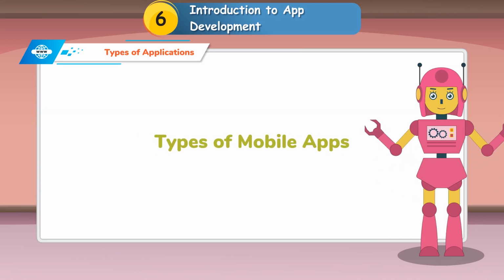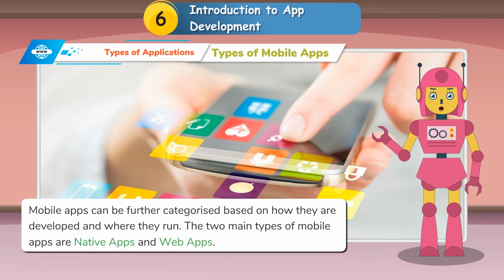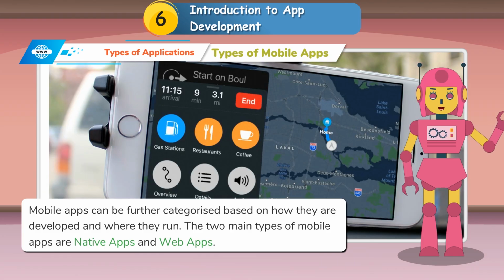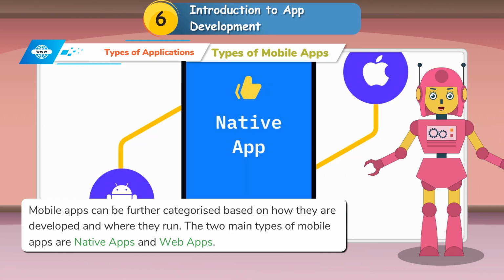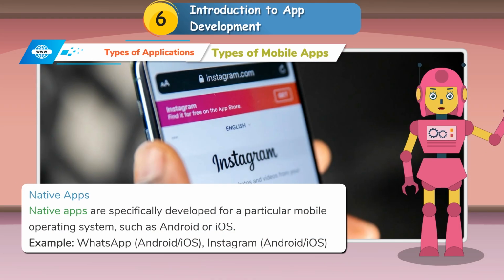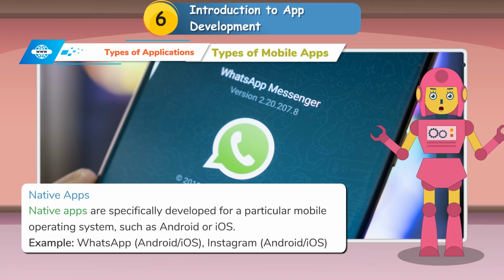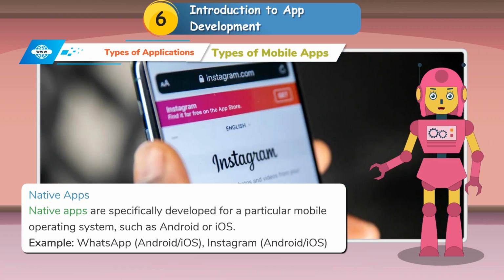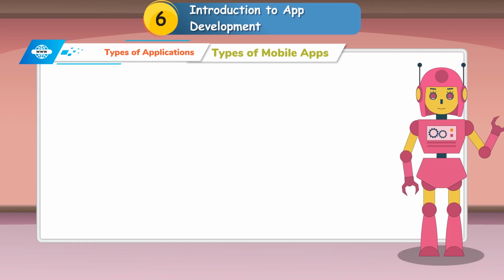Types of mobile apps. Mobile apps can be further categorized based on how they are developed and where they run. The two main types of mobile apps: native apps and web apps. Native apps. Native apps are specifically developed for a particular mobile operating system, such as Android or iOS. Example: WhatsApp, Android iOS. Instagram, Android iOS.